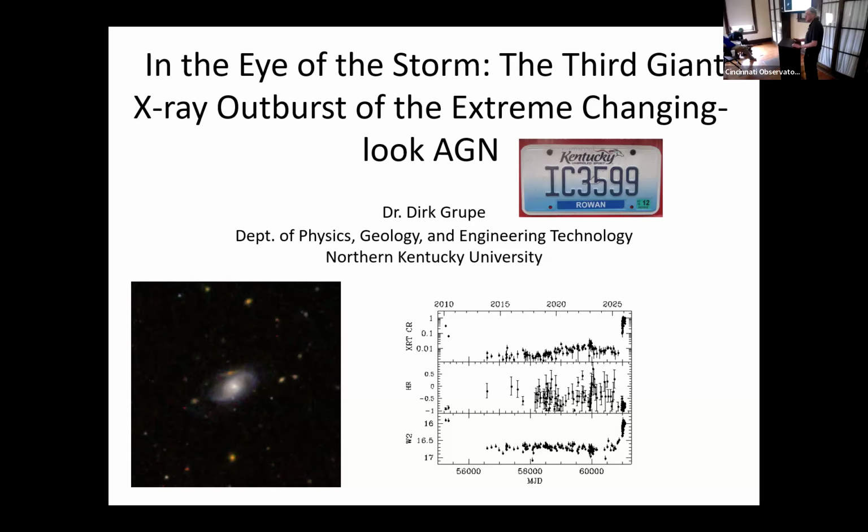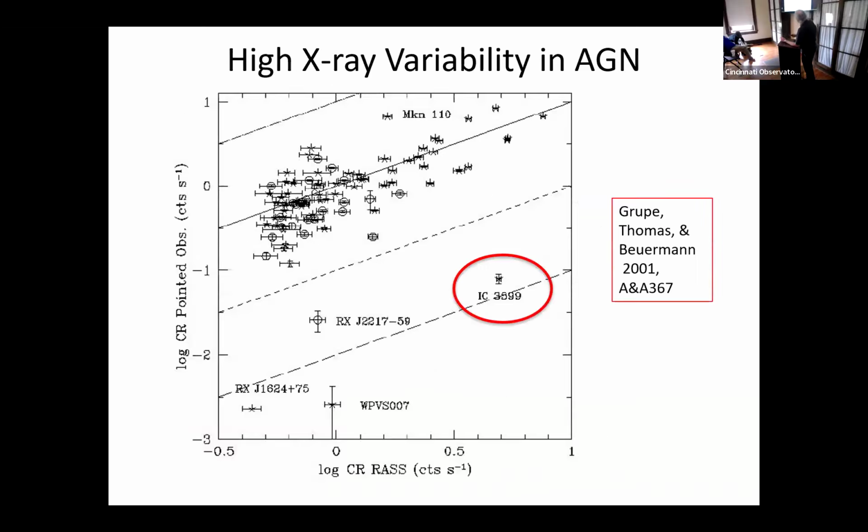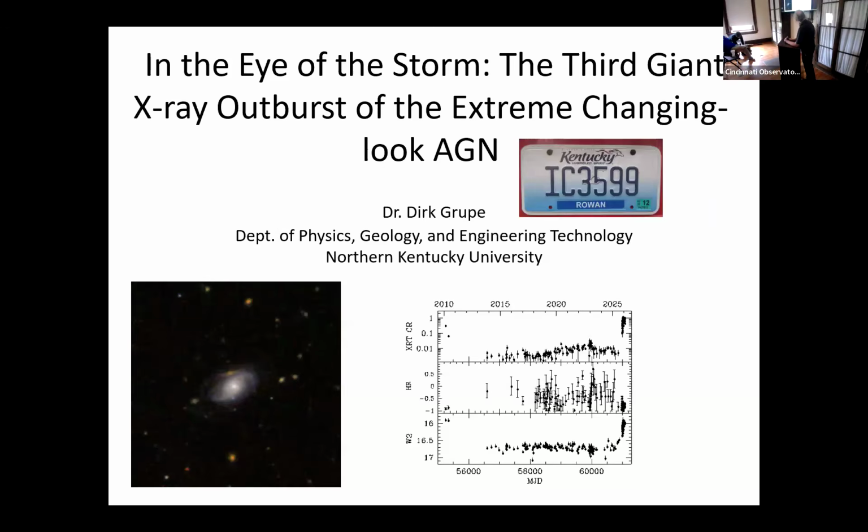So our next speaker is myself, and I will be talking about IC 3599, which is a galaxy, or I should say an AGN, that I have studied over more than 35 years. I have a personal relationship to this one, because that's the reason why it's on my license plate. When you see my car out there, yes, it's not red anymore. That was my old car. I have a Prius now, which is darker, but it's still on there.